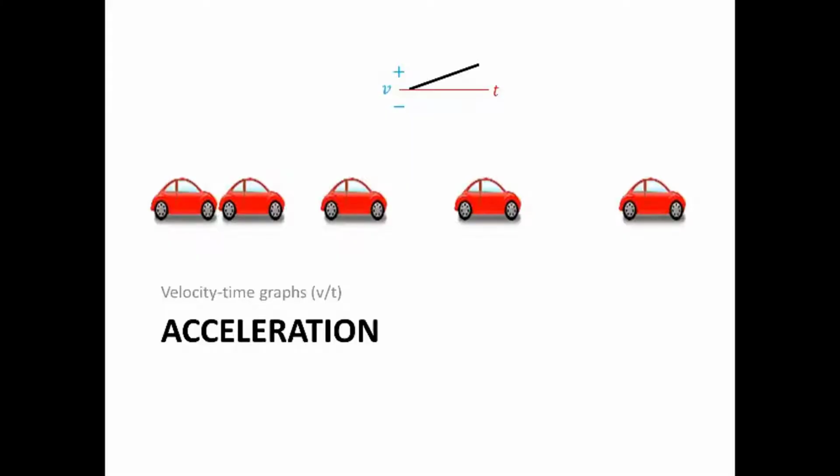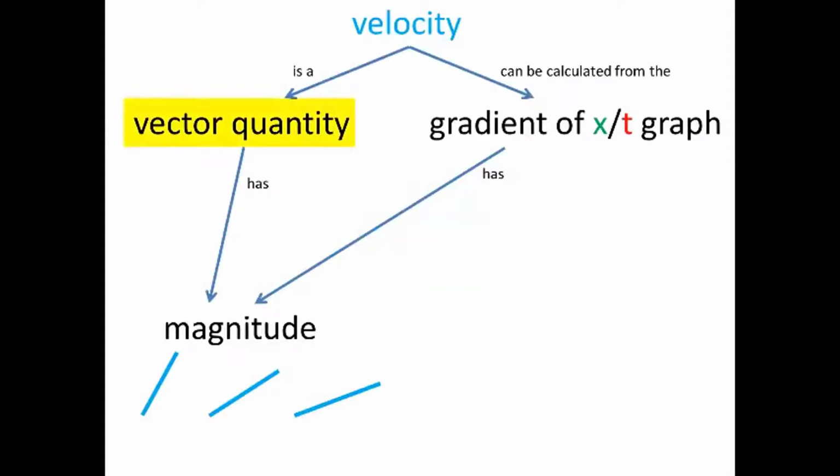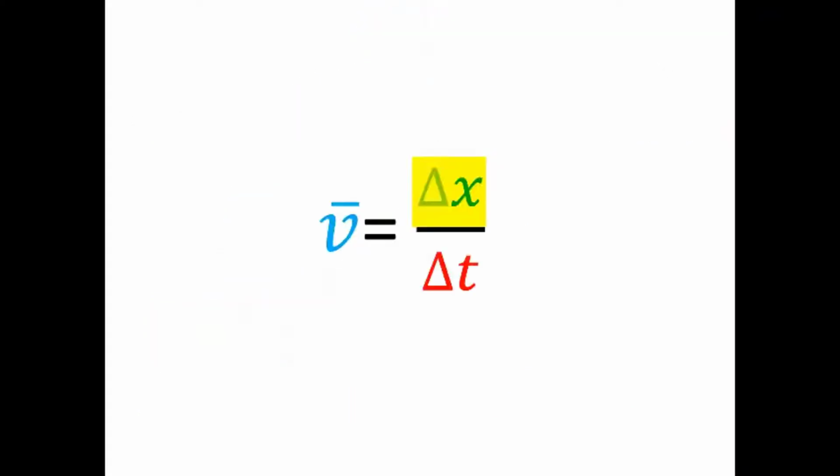Let's look at velocity time graphs for accelerated motion. Velocity is the rate of change of position. It's a vector, so it has magnitude and direction. The magnitude tells us how far it goes in how much time, how much the position changes per time, the displacement per time. That's the magnitude.